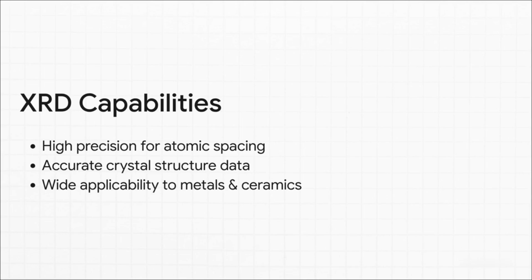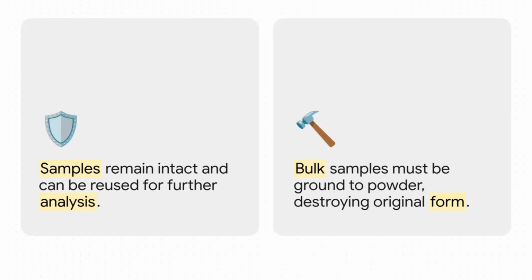Basically, as long as it has a crystalline structure, XRD can usually analyze it. But here's where we run into a really fascinating paradox with these superpowers. XRD is famous for being a non-destructive analysis technique. The X-rays just pass through and bounce off the material without altering its chemistry or destroying it. So your sample remains totally intact and reusable, right?